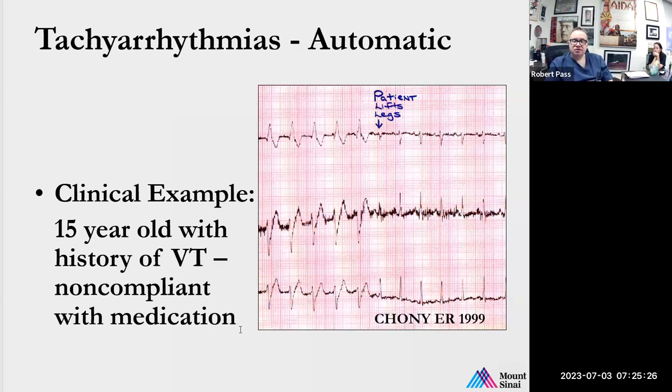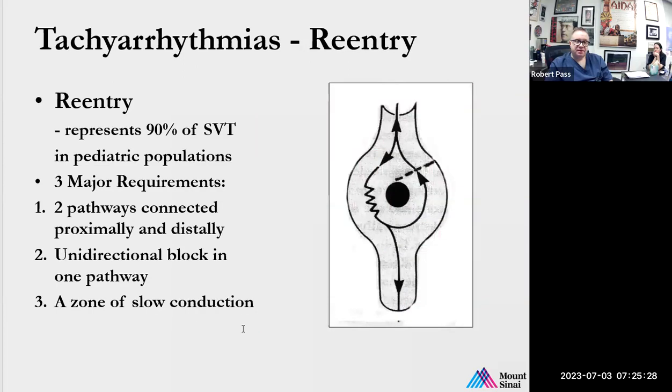Okay, now, so that's automatic arrhythmias. But the most common form of tachycardia in young people is reentry. This is the most common mechanism. And reentry represents at least 90% of supraventricular tachycardia in pediatric populations. And understanding reentry is critical in managing these patients.